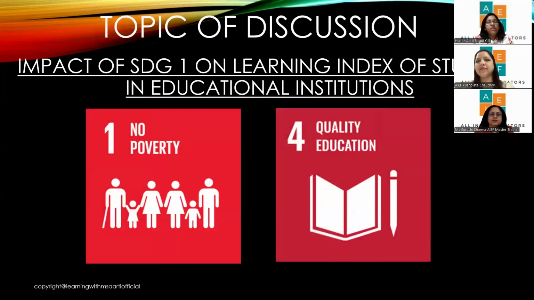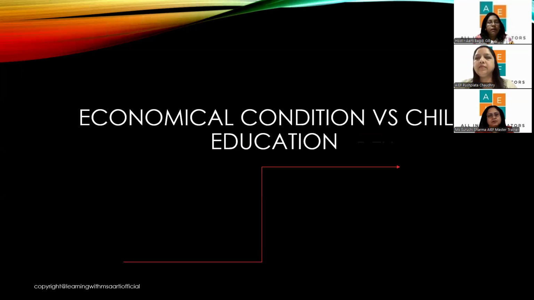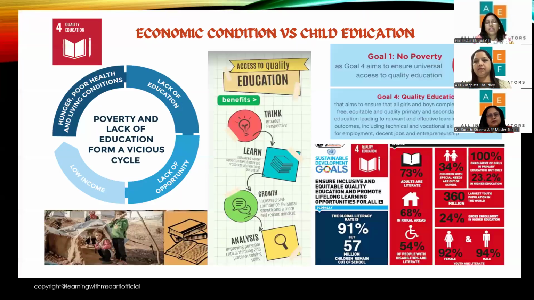SDGs. Today's topic of discussion is impact of SDG 1 on learning index of students in educational institutions. It means today we are talking about SDG 1, that is no poverty, and of course SDG 4, quality education, hand in hand. We will be talking in parallel to both the SDGs. Let's start with economical condition versus child education. And for this, I want to invite Miss Pushpalata for this.